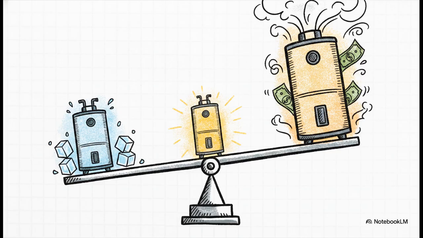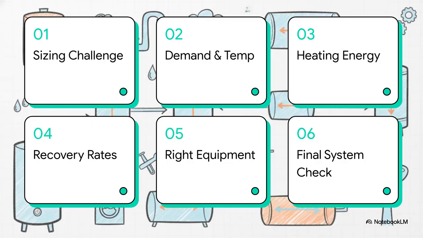Your real goal is to match your facility's demand exactly. Why? Well, because if you don't, you end up with two pretty terrible outcomes. Either your system falls short, which means you're getting complaints about lukewarm water during busy periods, or your system is way too large, which leads to rapid short cycling and wasting a massive amount of money on capacity you quite frankly just don't need. To demystify all this, we're going to follow a clear 6-step roadmap today. The sizing challenge, calculating demand and temperature, the heating energy formula, factoring in recovery rates, choosing the right equipment, and finally, the final system check.